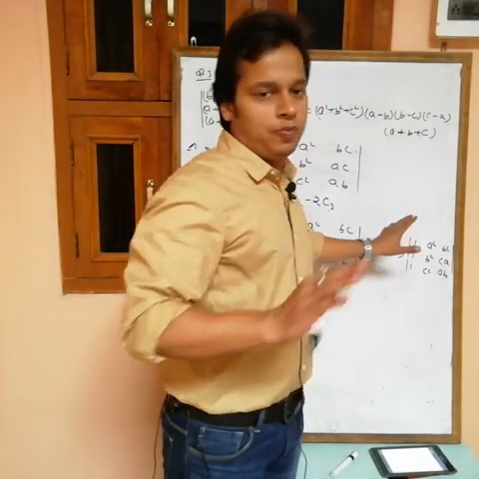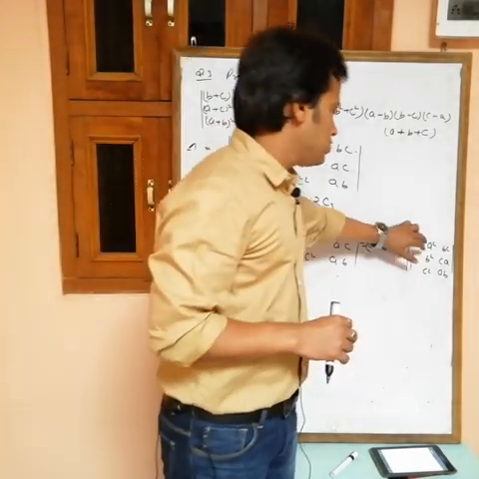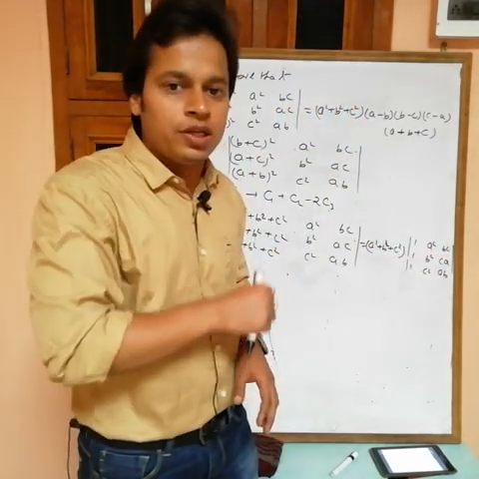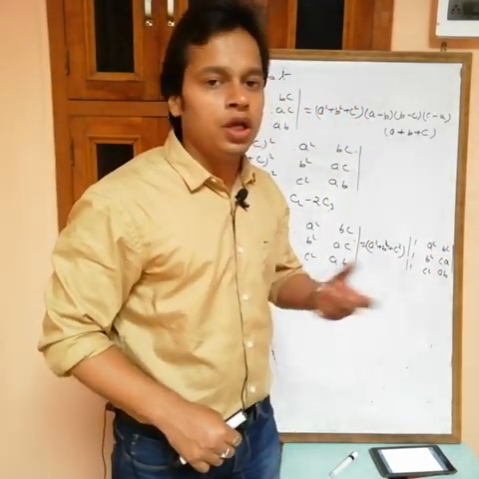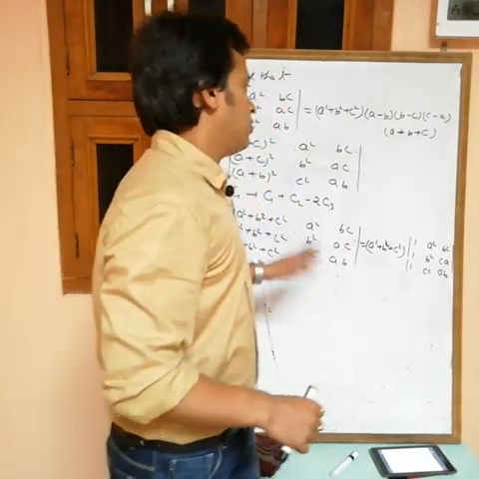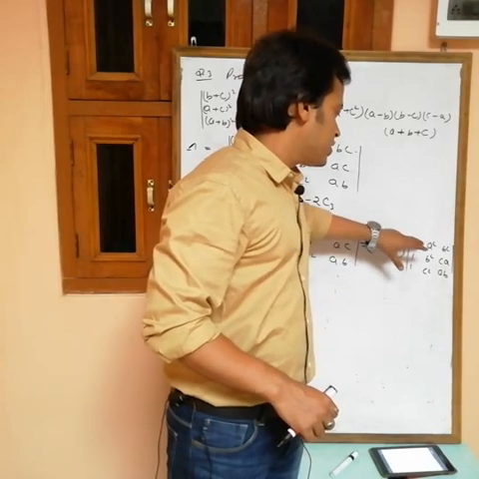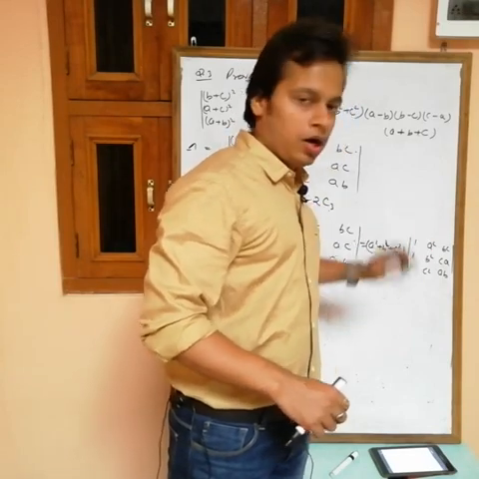1 minus 1 is 0, no problem. From 0 you can take common anything. From a square minus b square, I can take common a minus b. This one minus this one, if you take common c, then what are we getting? b minus a. Take common minus, then a minus b. So no problem. To get a minus b, I have to perform a row transformation as R1 goes to R1 minus R2.